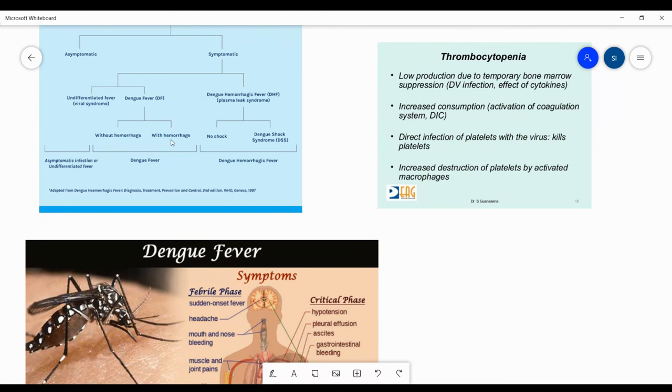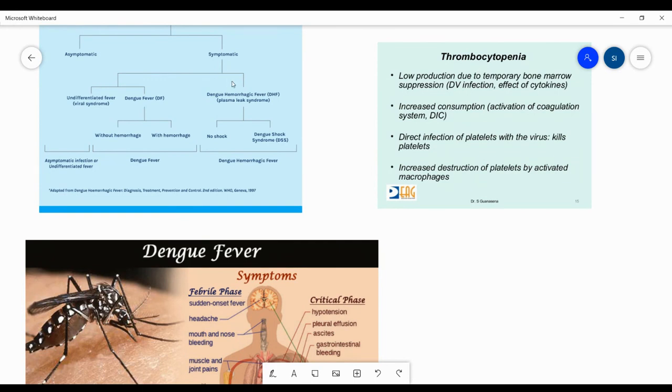have hemorrhages because of decreased platelet count. So symptomatic patients can have hemorrhages or can be sent home after a few days of fever if they do not have hemorrhage. And this hemorrhage is because of decreased platelet count, which is called thrombocytopenia.